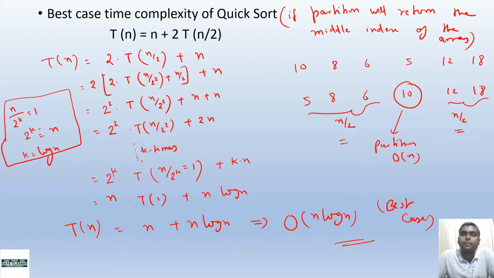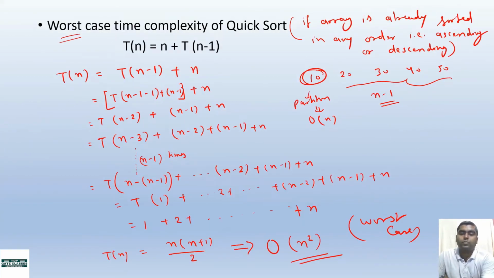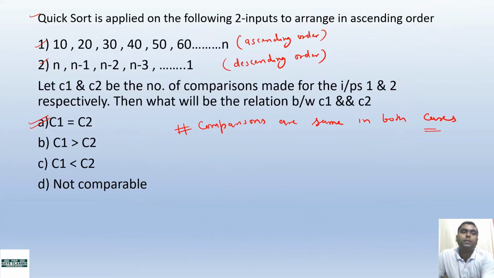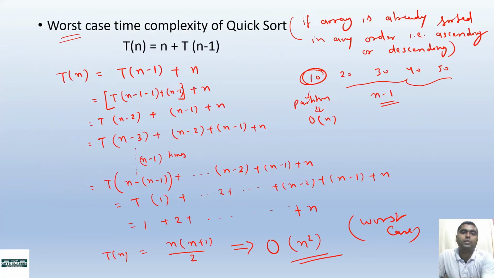But if the array is already sorted, then the worst case time complexity is order of n squared. So that is the thing. I hope this is clear to you. This is about the quicksort algorithm.